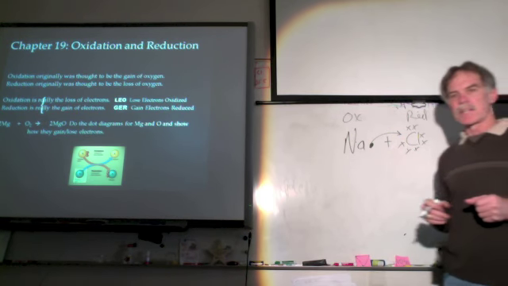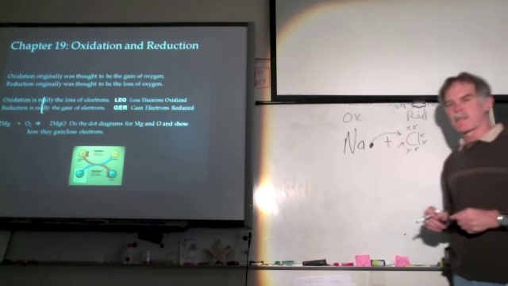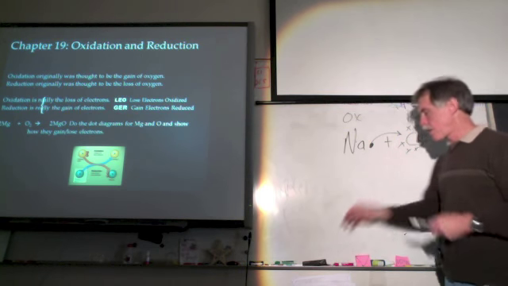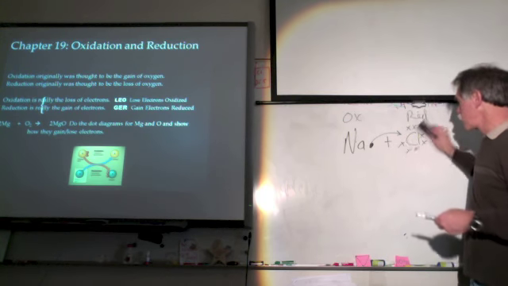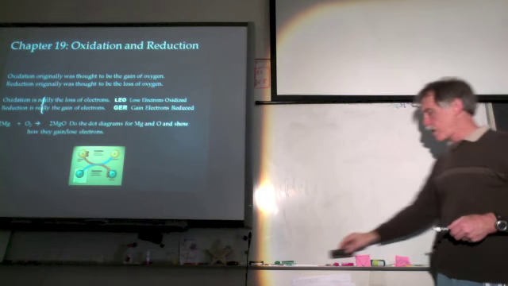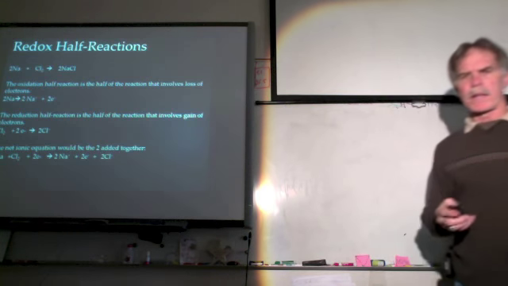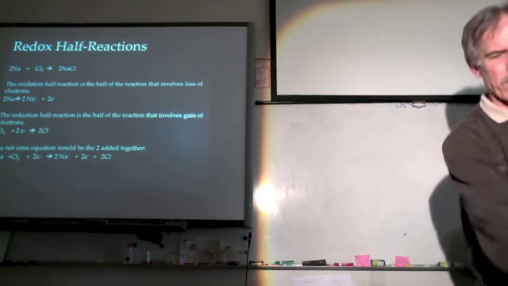Metals have a tendency to be oxidized. Nonmetals have a tendency to be reduced. So you could show that with the dot diagram, and you should be able to show that. Probably a short answer question on the quiz. So we're going to go ahead and move on, and next we're going to talk about half reactions.